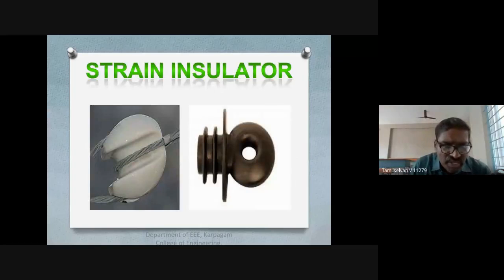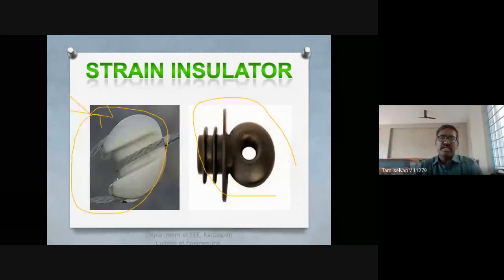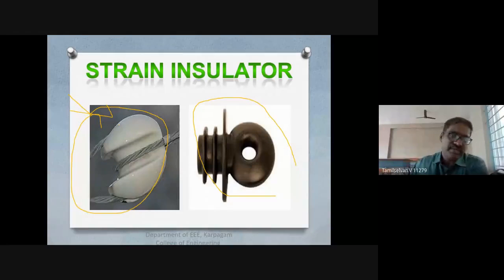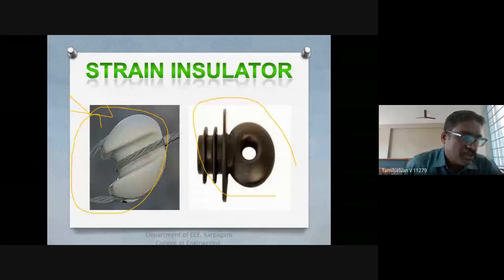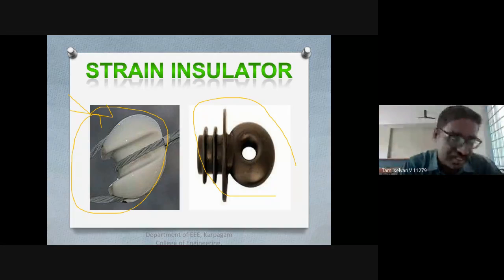For lower voltages we will use this type of insulator, which is also called a strain insulator. So either you can use this type, or you can use this type also. Normally this type of insulator, which I am showing right now, will be used for a stay wire. Like when an electric pole is there, to support it, it will be tied through a stay wire. There we use this type of insulator. That is called a strain insulator.